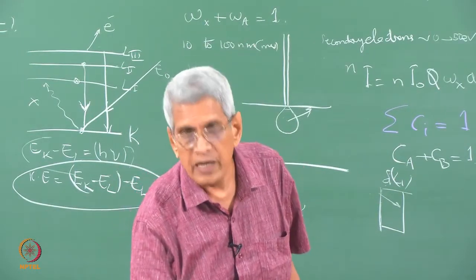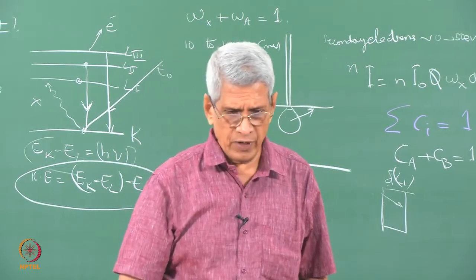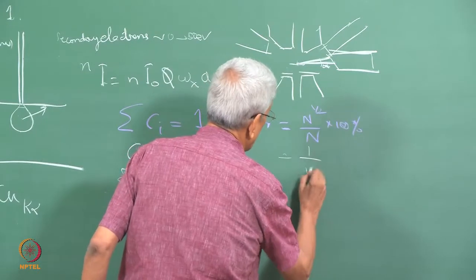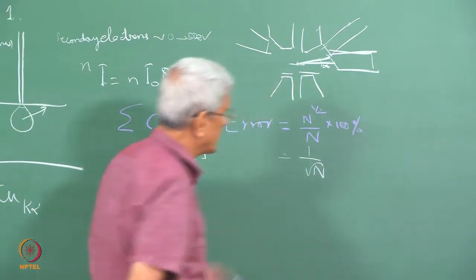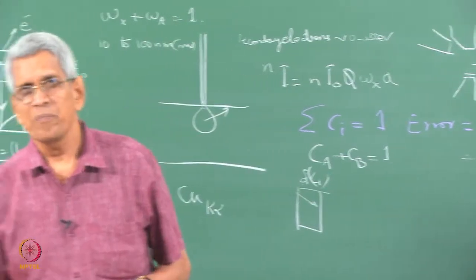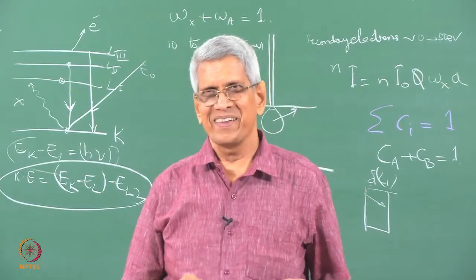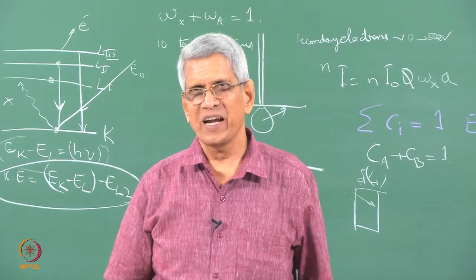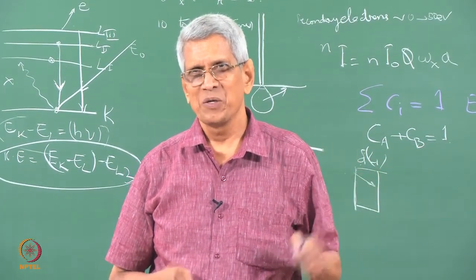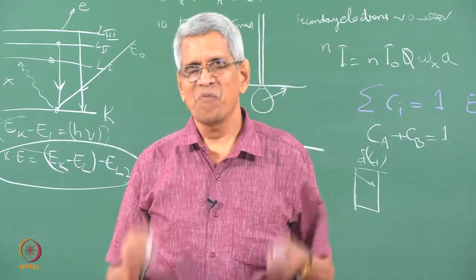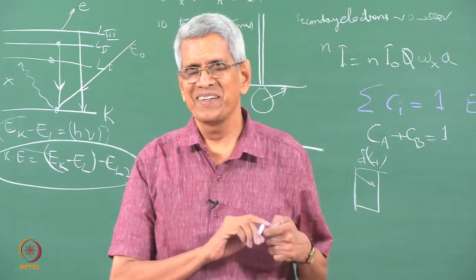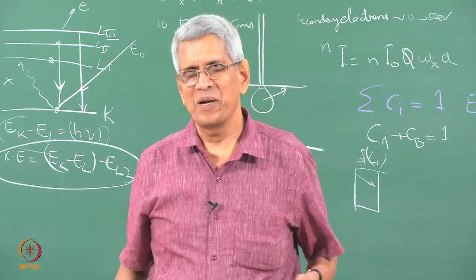So that gives the relative error, and we know that this will finally turn out to be 1 by root n, correct. That means that the higher the counts, the more the counts which we collect, the error is going to be less and less. So in all this analysis, what is essentially important is that we should collect as much signal as possible. Okay.